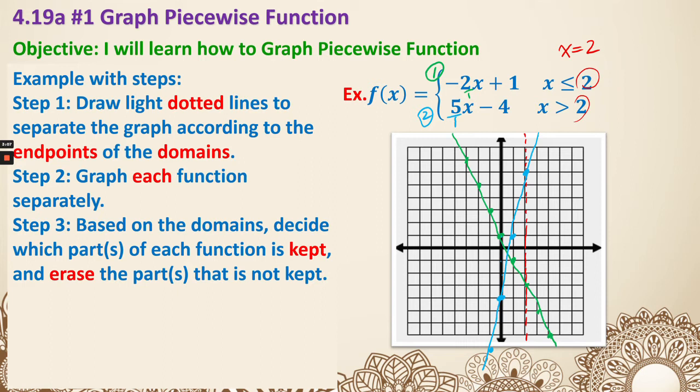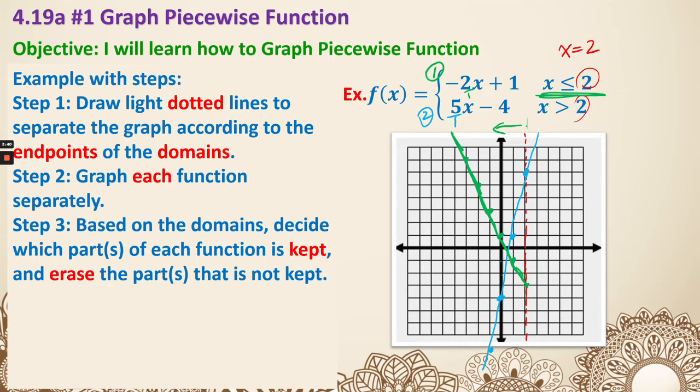Based on the domain, decide which part of each function is kept. And we are going to erase the part that is not kept. So let's first look at the green one. The green one says x is less than or equal to 2. This is the line x equals 2. When x is less than or equal to 2, that's clearly to the left of it. So that means for the green line, we are going to keep the part on the left of this red line and then erase the right side. We're going to keep the left side.